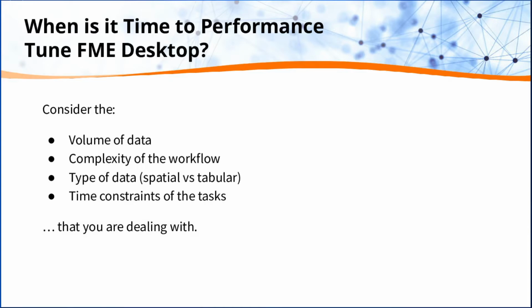We also need to consider the type of data. So spatial versus tabular is a common conversation here. Can we filter out some of this data? Do we even need the spatial component of the data that we're using? And we can also consider the time constraints of our tasks and workflows. If we need to run these workspaces on a schedule, maybe on an interval, are they running within that interval, or are they overlapping with other workflows or workspaces? That can create real problems. So that's probably a good time to begin performance tuning.